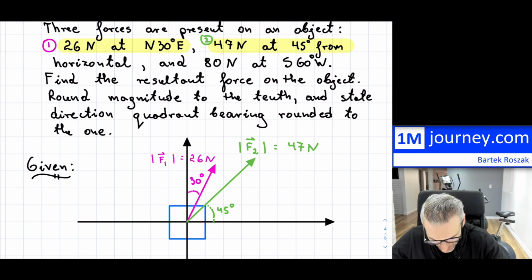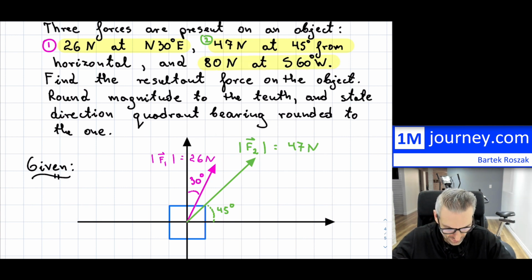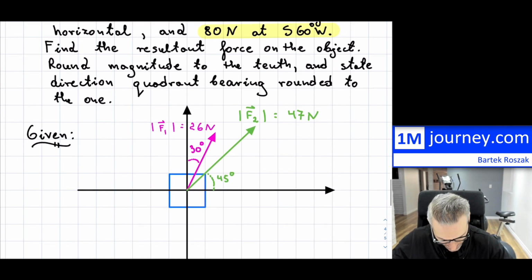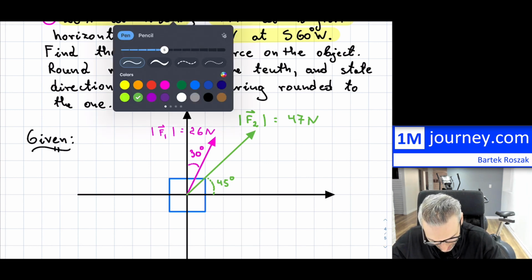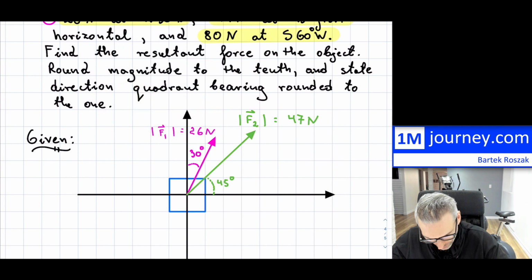And then I have a third one right here, and this one is at 80 newtons, and it is, notice, starting from south, and then it goes 60 degrees west. So that's a little bit weird in terms of quadrants, but so be it. And this one I'm going to do again in a different color. Since I used pink and green, let me use orange for this one.